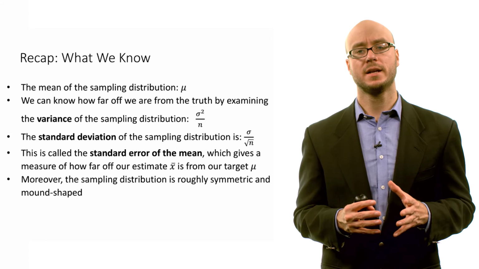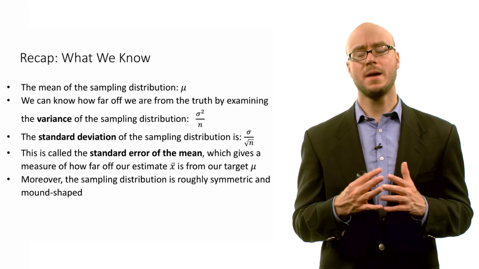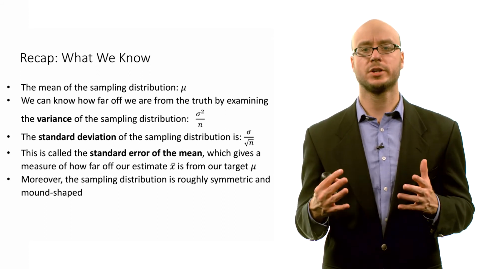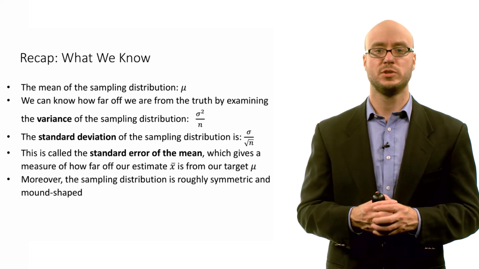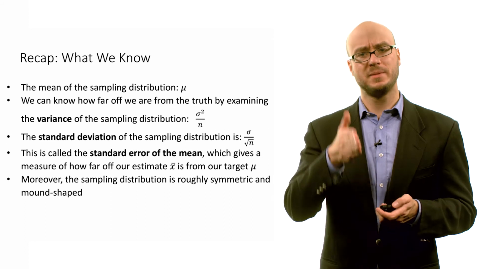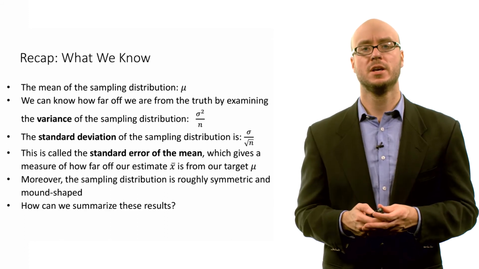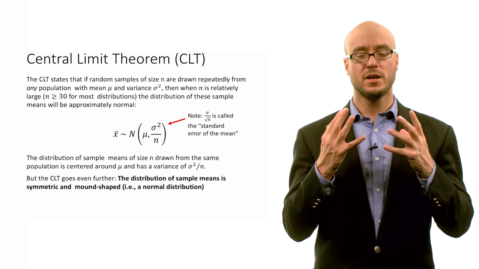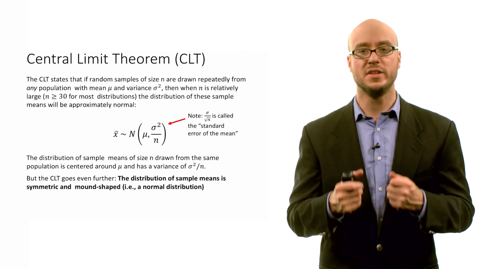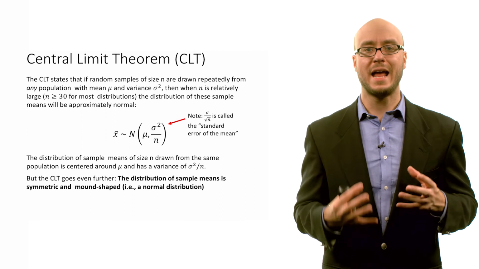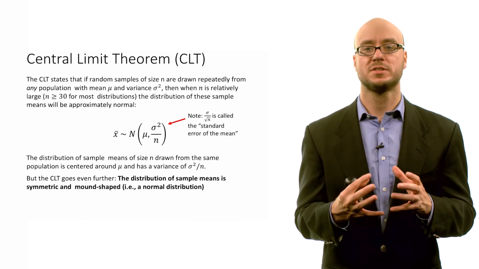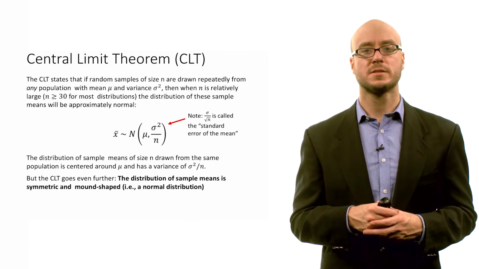The other thing to keep in mind is that the sampling distribution is roughly symmetric, right? And it's mound-shaped, meaning the left and right sides look more or less the same, and it's centered right on the population mean mu. So you might say, how can we summarize these results? Well, we can summarize these results in terms of the central limit theorem. This is probably the most important aspect of inferential statistics. It's crucial that you really understand this.